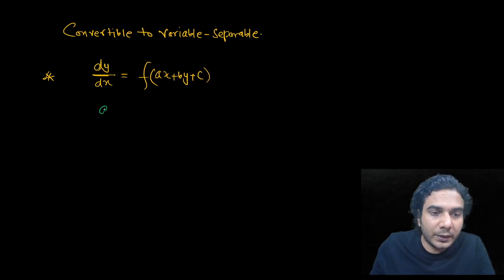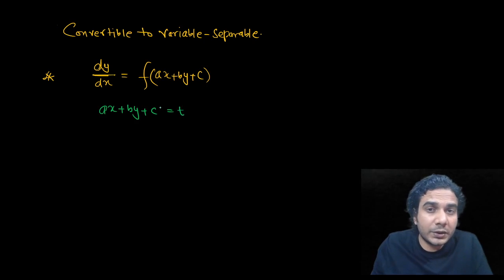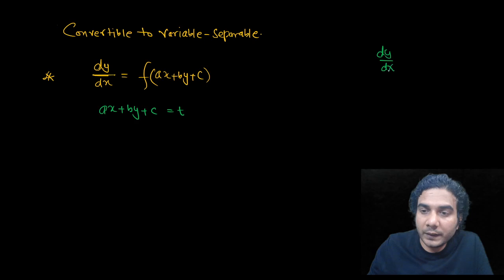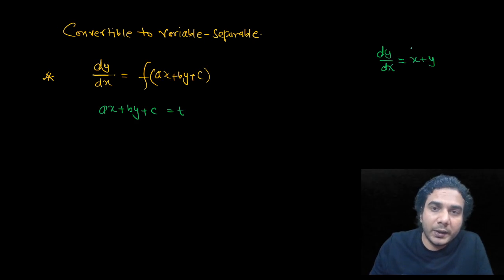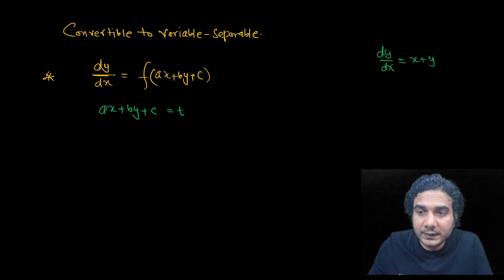What you do is write ax plus by plus c is equal to t. We use this substitution to change this to convertible variable separable form. If you have this example, I'll give you dy by dx is equal to x plus y. Can you do it? Can you separate x and y?